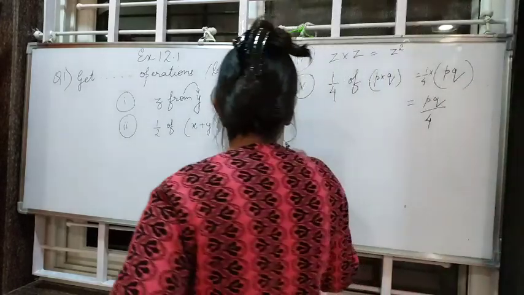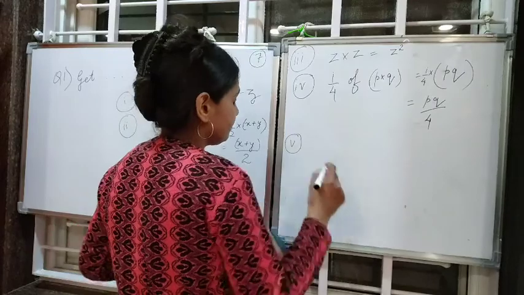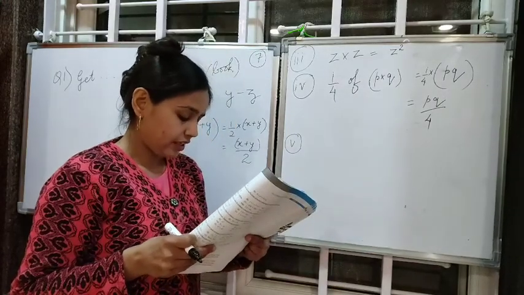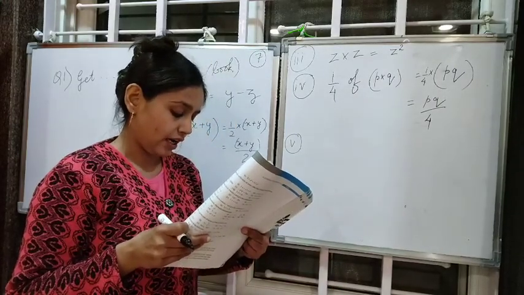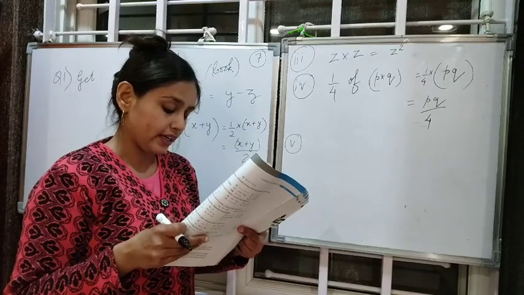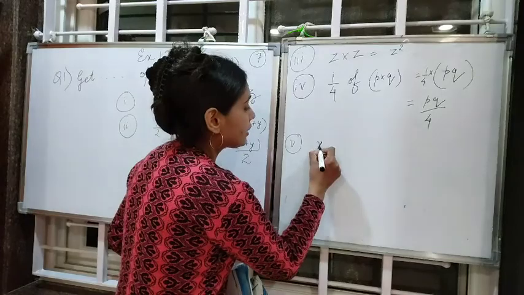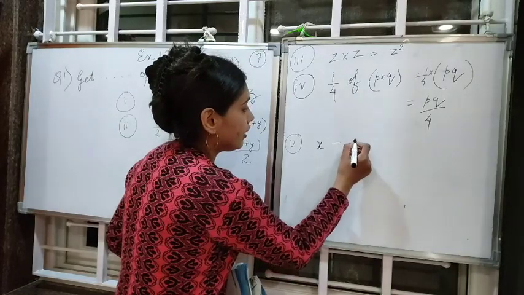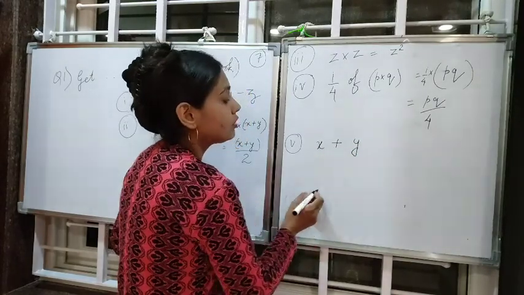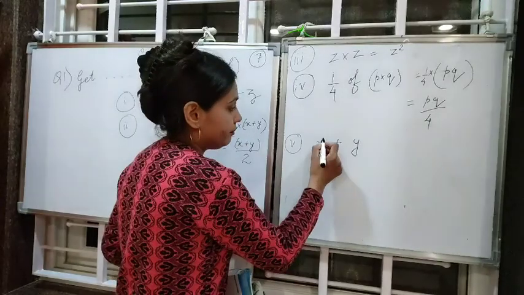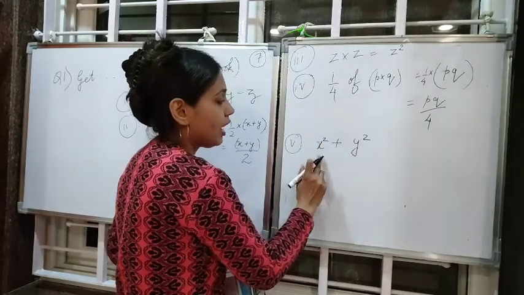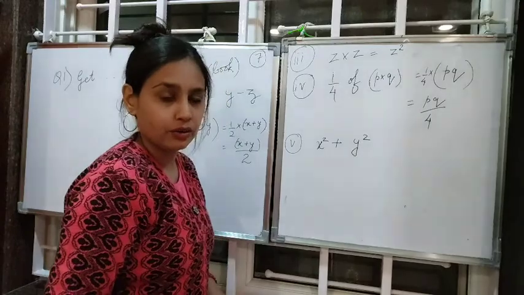Okay, children. Then we go to the fifth one. Fifth one is numbers x and y both squared and added. So numbers x and y both squared and added. Okay.